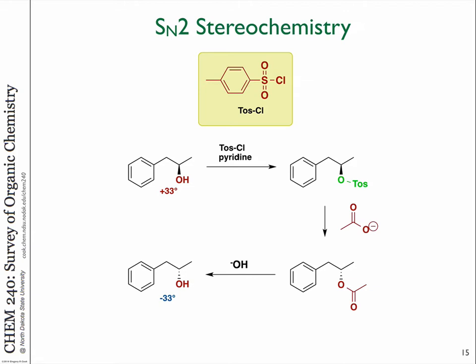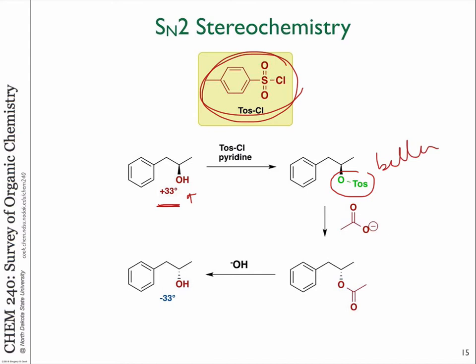Here's another example of this SN2 reaction where we see the changes in the stereochemistry that take place. So if I take this chiral alcohol, which I've indicated here has an optical rotation of plus 33 degrees, and we do a substitution, we get the same alcohol back, but now the stereochemistry is inverted. The way this is done, and I wouldn't worry too much about this, is that we replace the OH bond with a bond to this sulfur group. Now this makes it a better leaving group. The bond is more polarized.